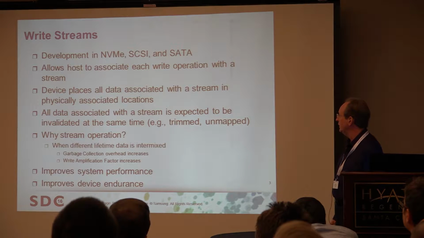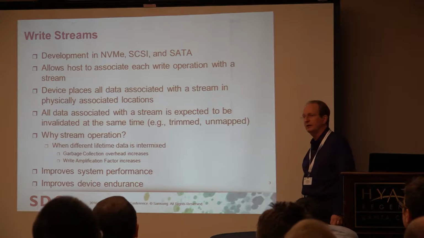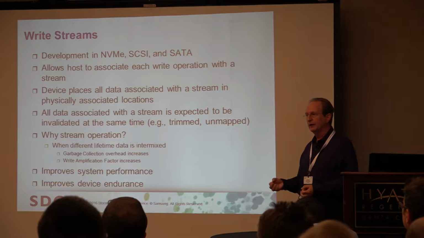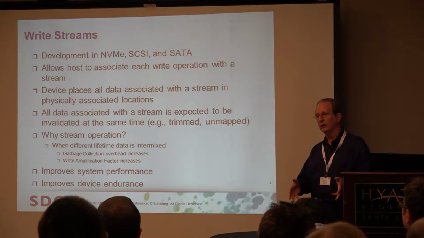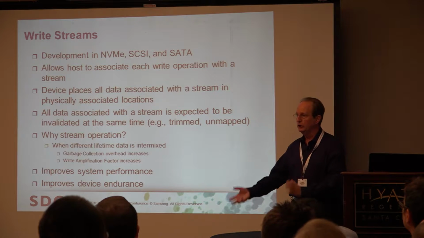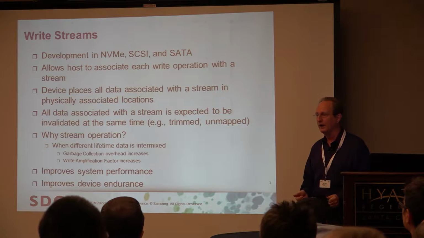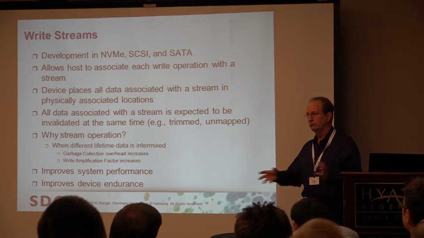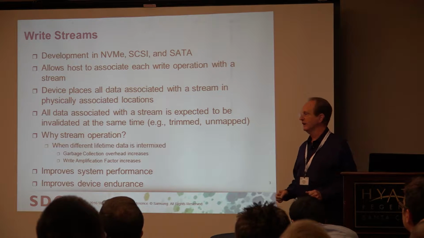The big key here is that all the data associated with a stream is expected to be invalidated at the same time. So what you're doing by that is you are avoiding garbage collection, because if you stored the data all into an erase block and you invalidate it all at one time through either a trim or an unmap command, then that data will disappear at the same time. You don't have to garbage collect anything. All you have to do is erase that block.